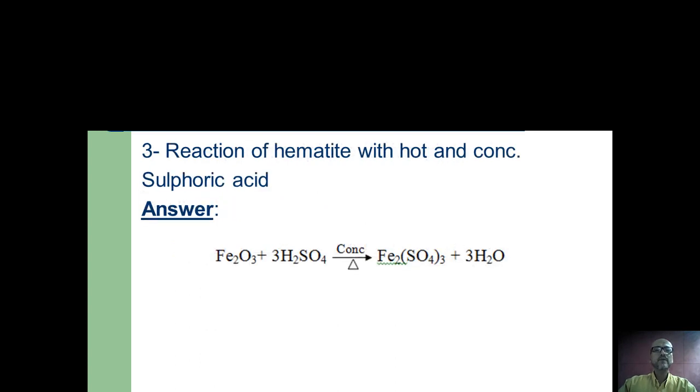The third point, the reaction of hematite with hot and strong sulfuric acid. You know that hot and strong acids, especially sulfuric, are strong oxidizing agents. So firstly here the oxide is 3 and it will form the salt of the same kind. This is the highest state. So it will produce iron sulfate 3, Fe2(SO4)3, plus also water.